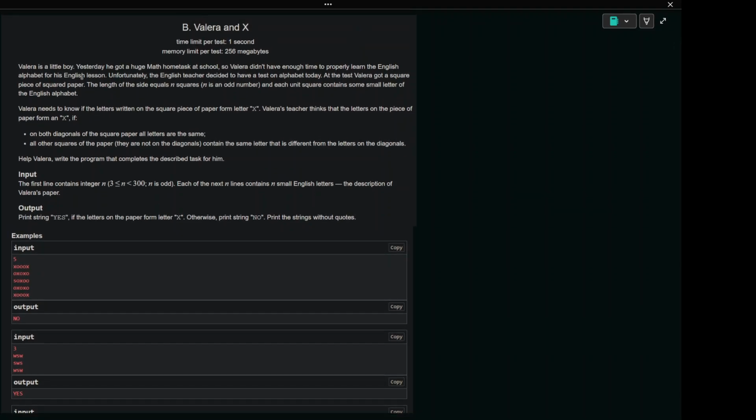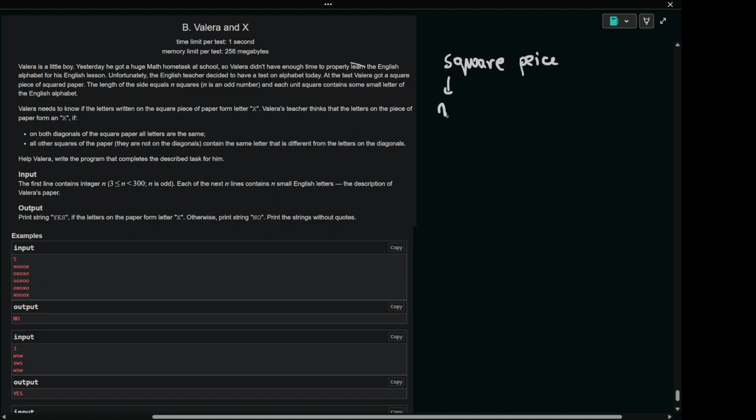So Valera is a little boy. Yesterday he got a huge math home task at school. Valera didn't have enough time to properly learn the English alphabet for his English lesson. Unfortunately, the English teacher decided to have a test on the alphabet today. At the test, Valera got a square piece of squared paper. So we know that it's a square piece. Just write it down: square piece. The length of the side equals n. So the length of a side of the square is nothing but n.